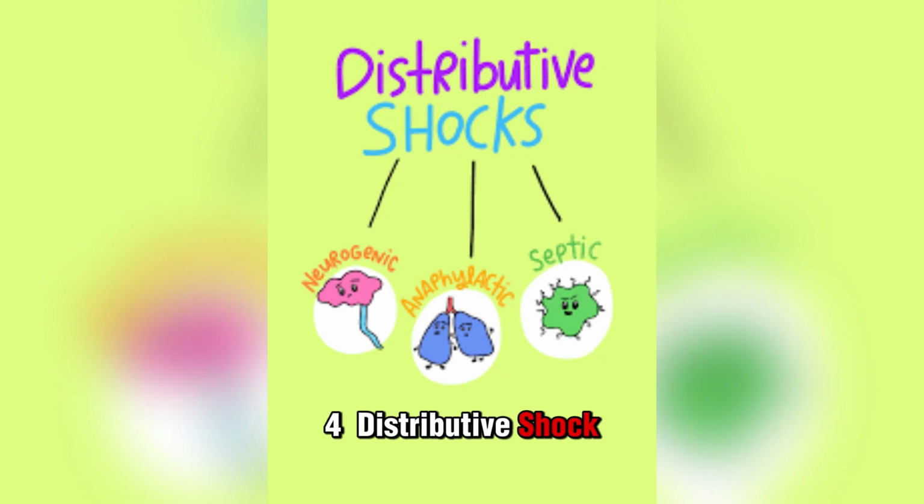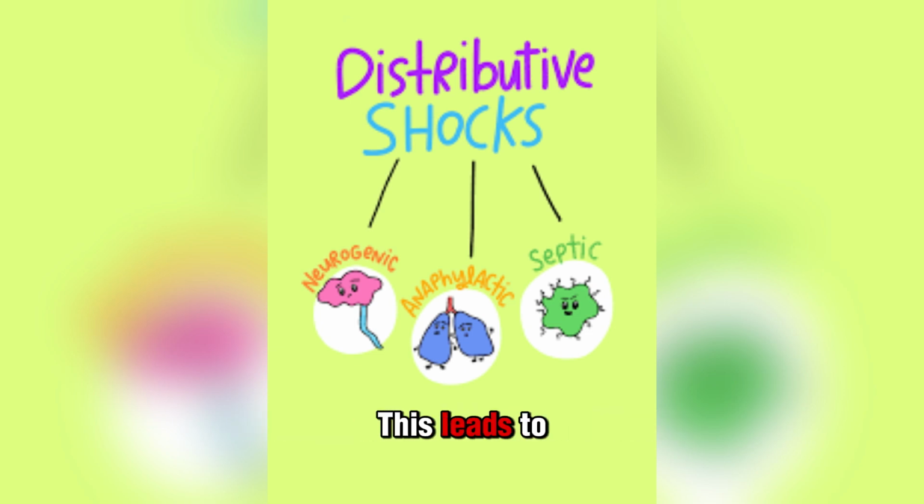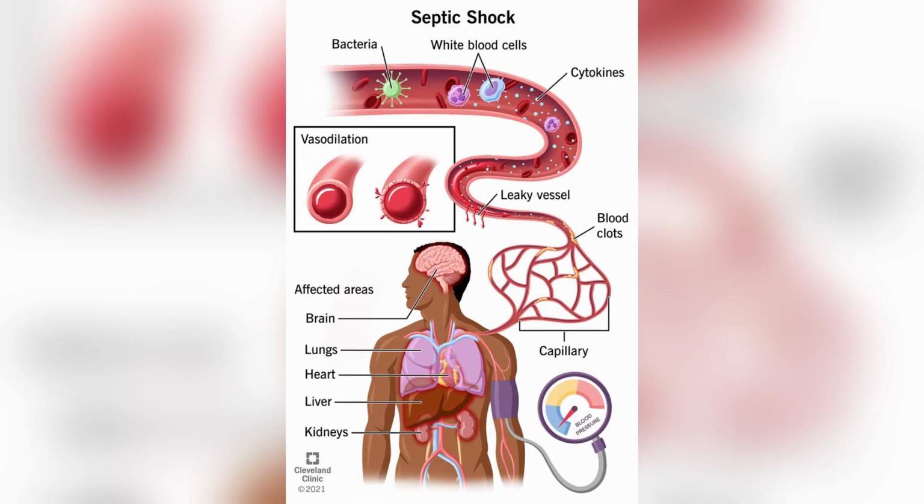4. Distributive shock. Characterized by abnormal distribution of blood flow due to widespread vasodilation. This leads to relative hypovolemia, because the blood vessels can't effectively carry blood to vital organs. Subtypes of distributive shock include 1.